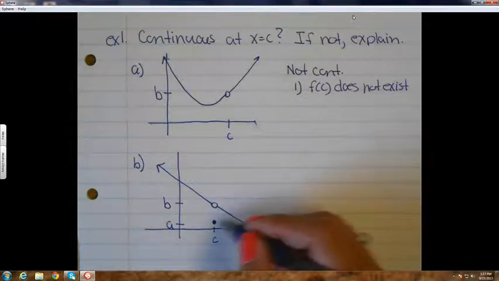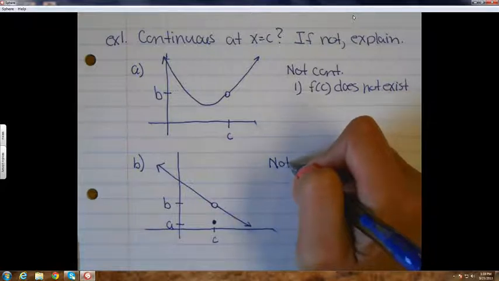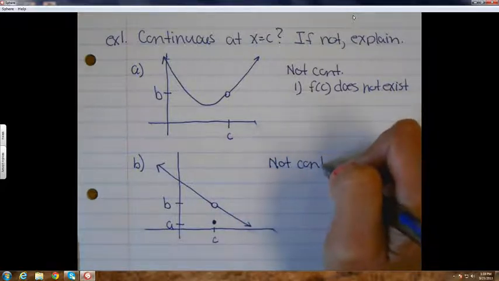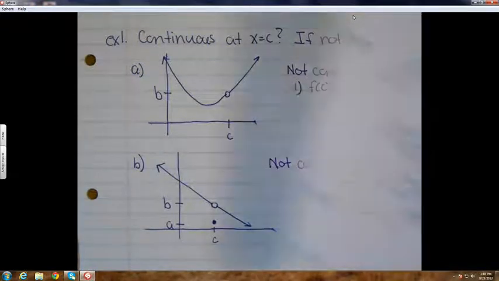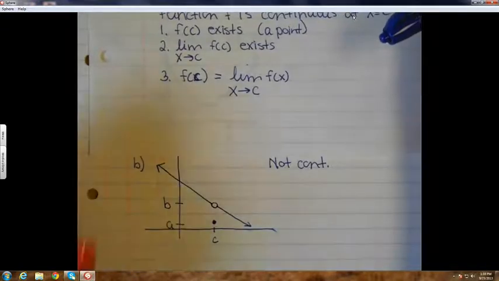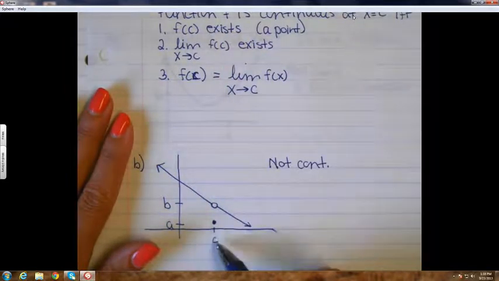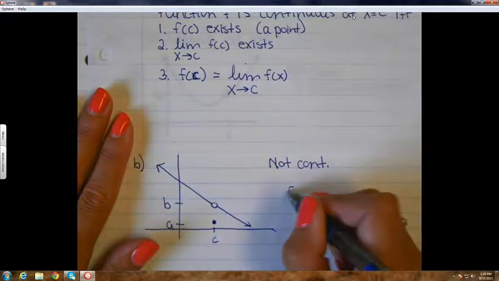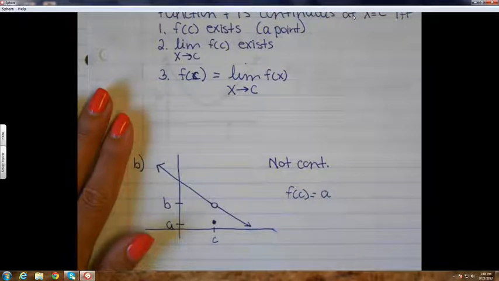Draw this thing. So it's not continuous. Now, which part of the definition falls apart? Let's take a look. Does f of c exist? Yeah, it's right there. f of c equals a, the y value. That's the point on the graph.